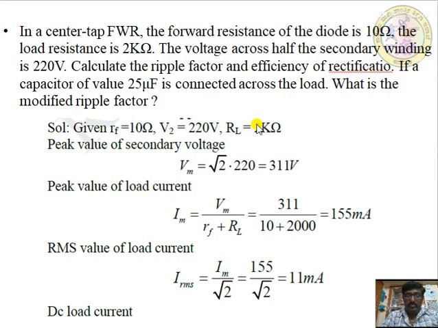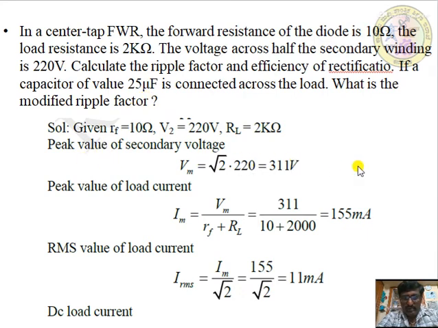Solution. What are the given values here? Forward resistance Rf is equal to 10 ohm, V2 is equal to 220 volts, that is the secondary winding voltage. RL is equal to 2 kilo ohm, that is the load resistance. As well as the capacitance value is given as 25 microfarad.